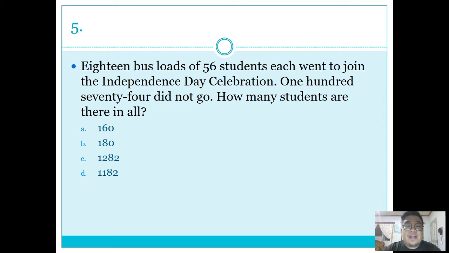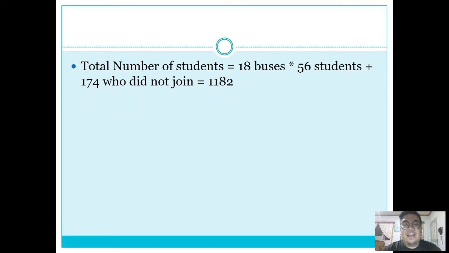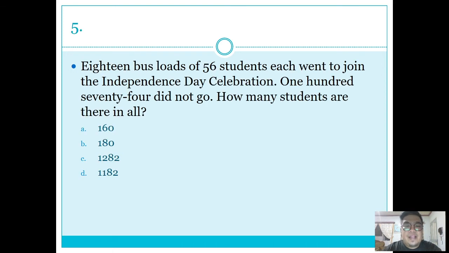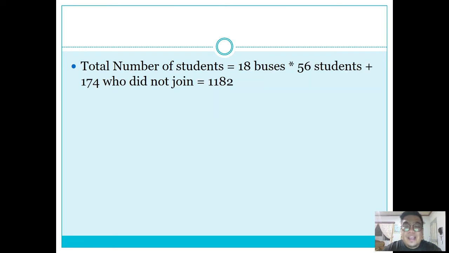So, yung gagawin natin dito, yung 18 buses, alamin muna natin ilan ba lahat ng students. Since 18 buses na may tig 56. Okay, so ang gagawin, multiply nyo lang yung 18 tsaka sa 56. Okay? Tapos, babalik natin. Yung 174 hindi sumama. So, yung 174 na yon, isasama natin siya, i-add natin siya dun sa product ng 56 tsaka 18. Kaya, 18 times 56 plus 174. So, ibig sabihin, 1,182 ang total number of students.